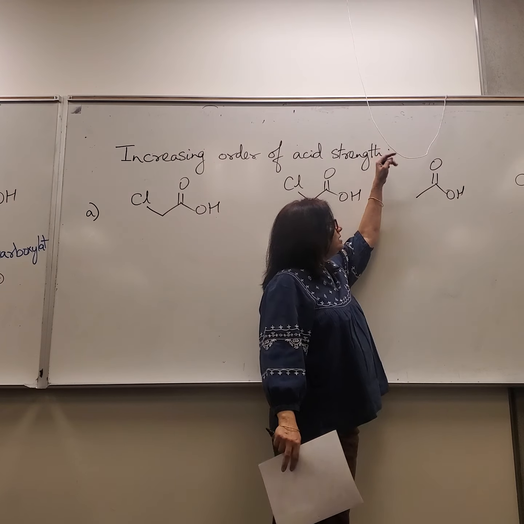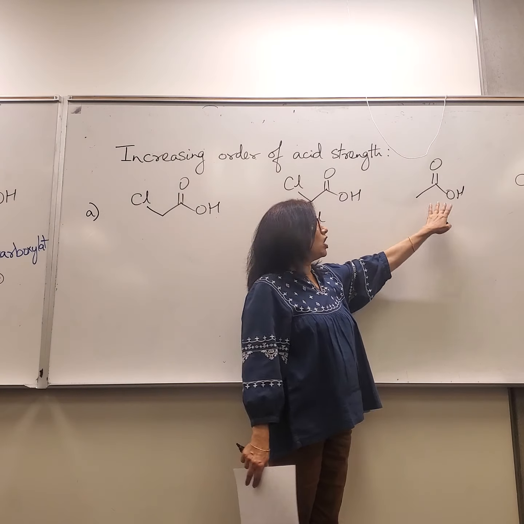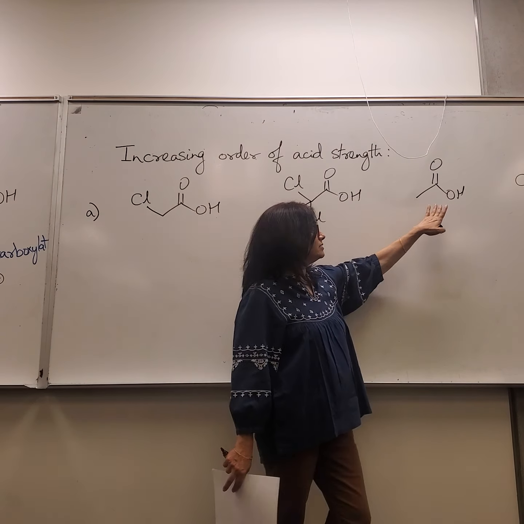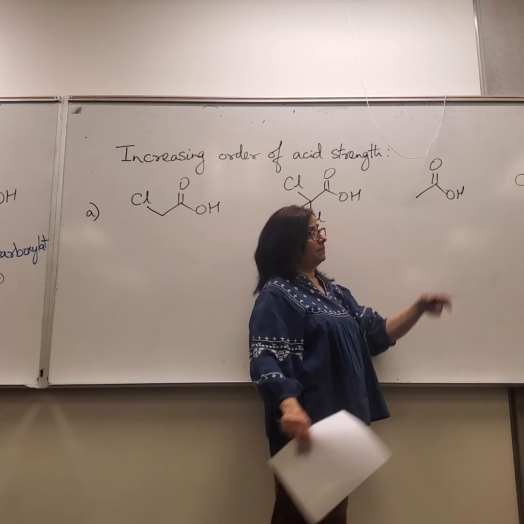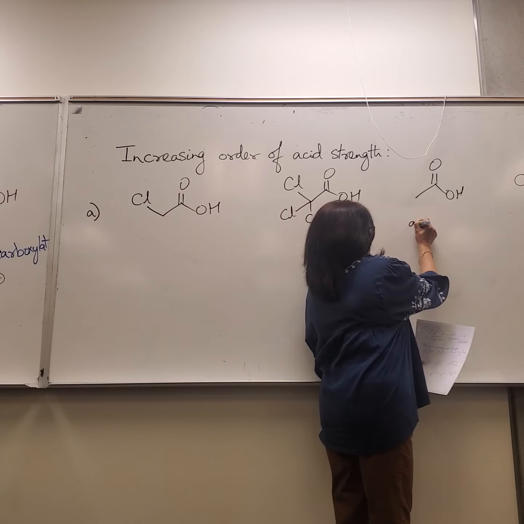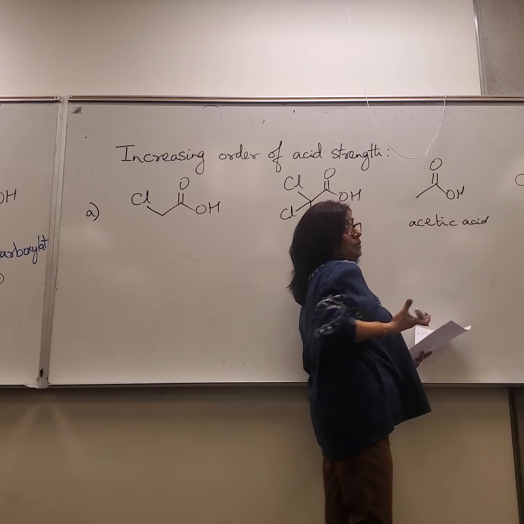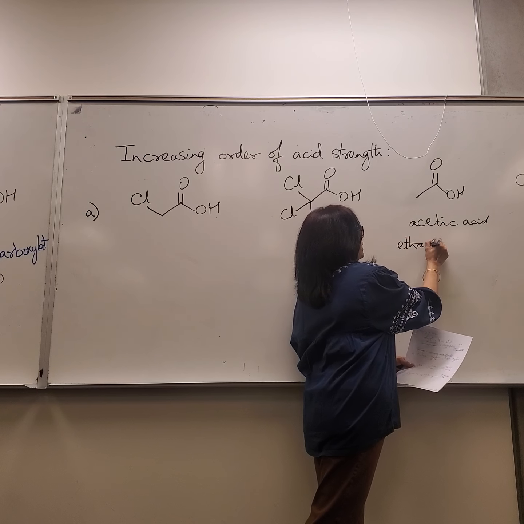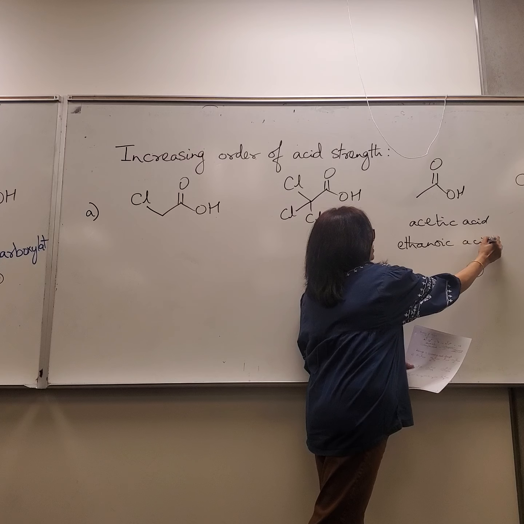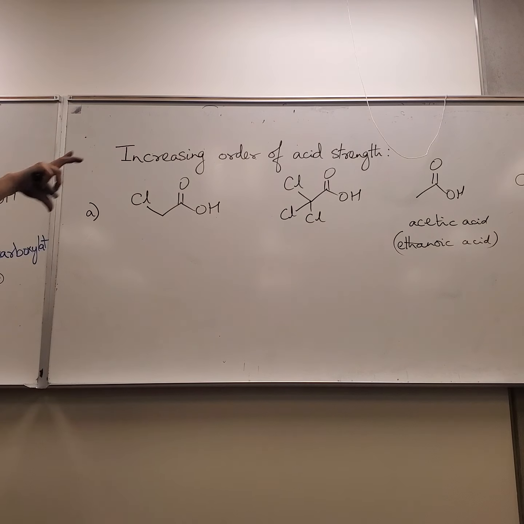By the way, can someone tell me the IUPAC name of this carboxylic acid, which is commonly known as acetic acid? But what is its IUPAC name? Ethanoic acid. Exactly. Acetic acid is not an IUPAC name, but that's what we call it because we are so used to it. Its IUPAC name is ethanoic acid. Same thing though. FYI.